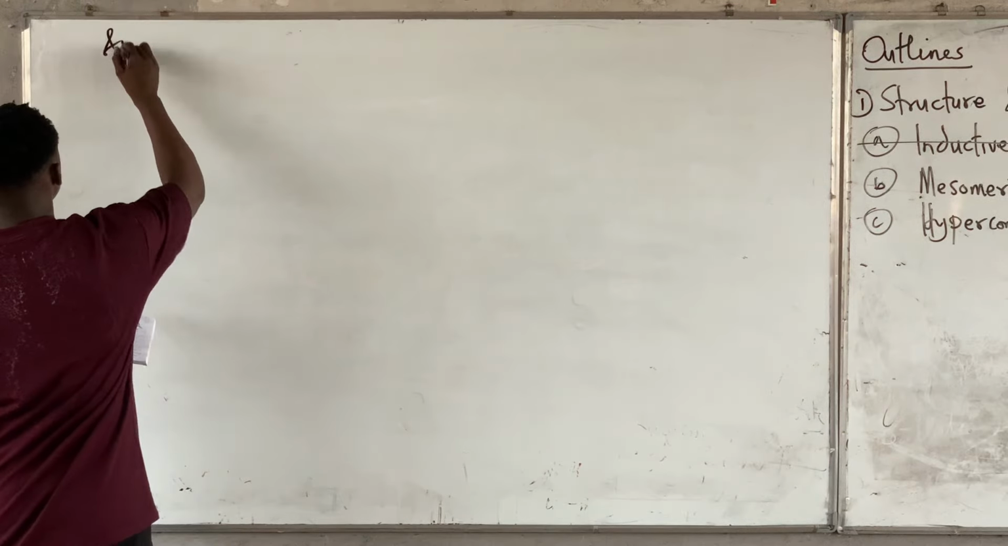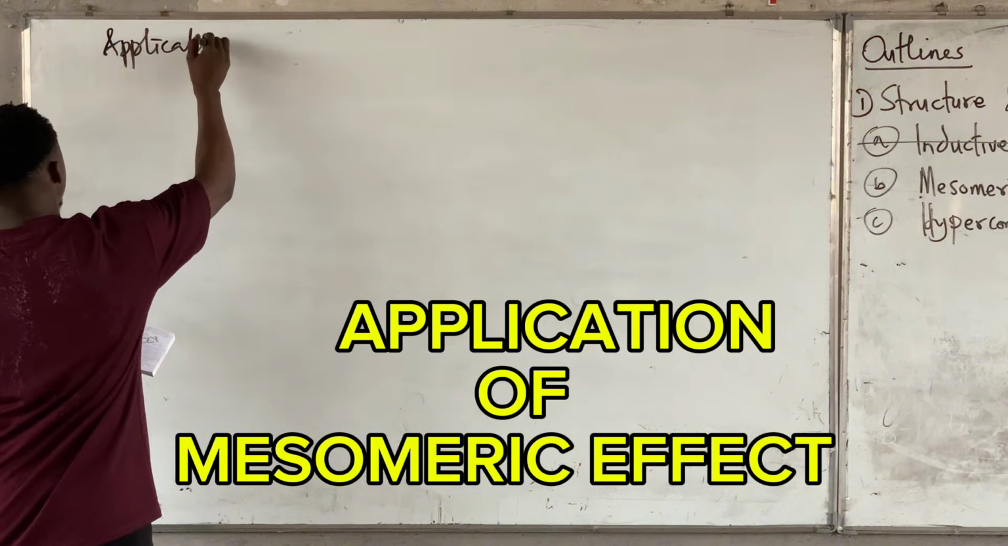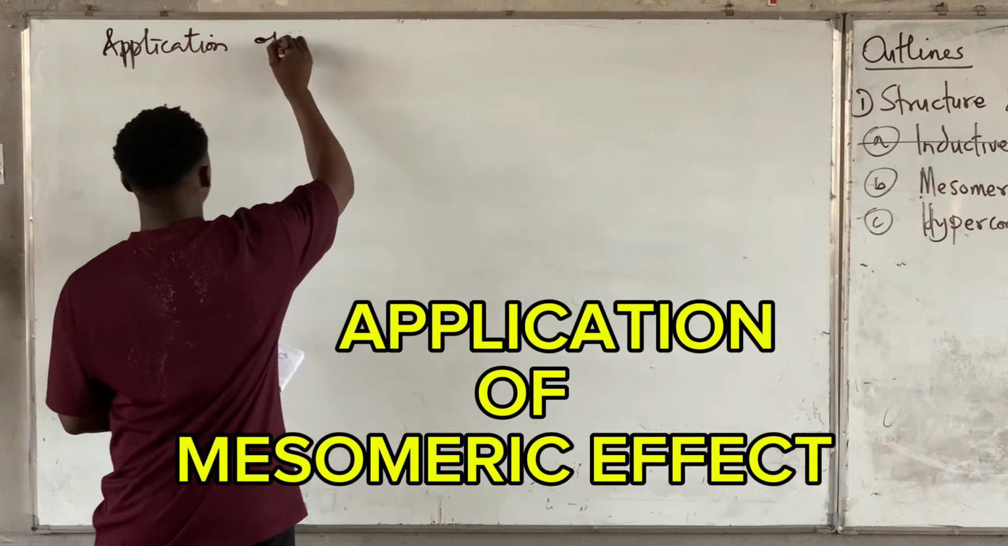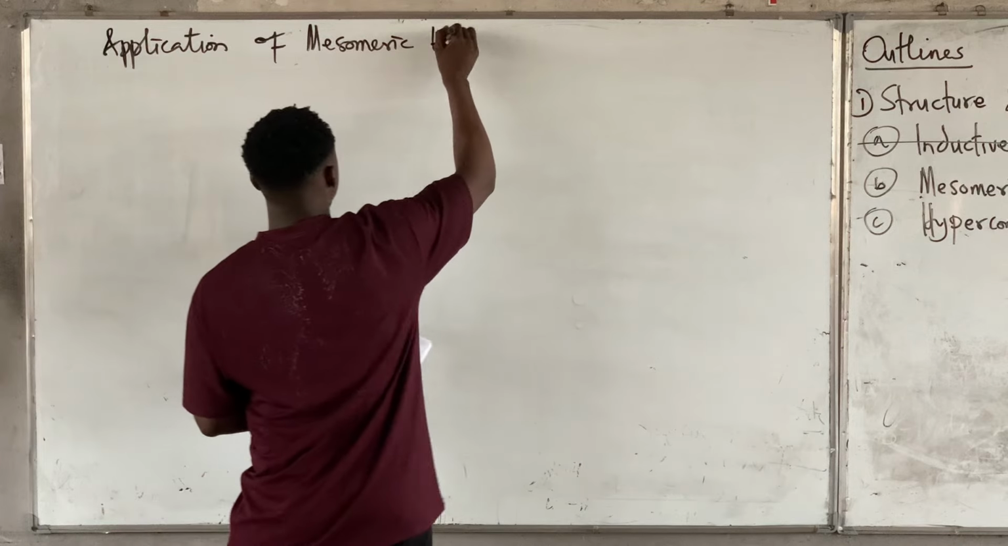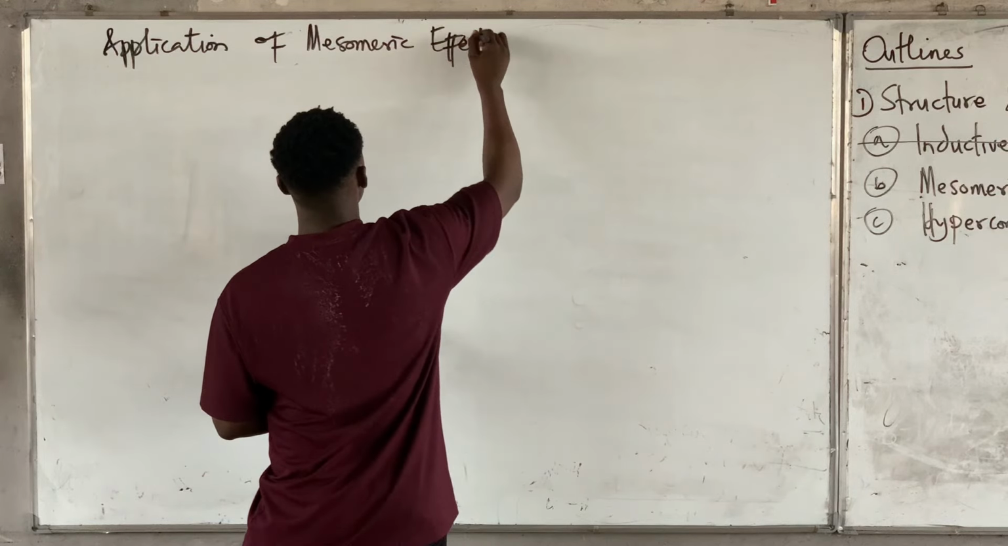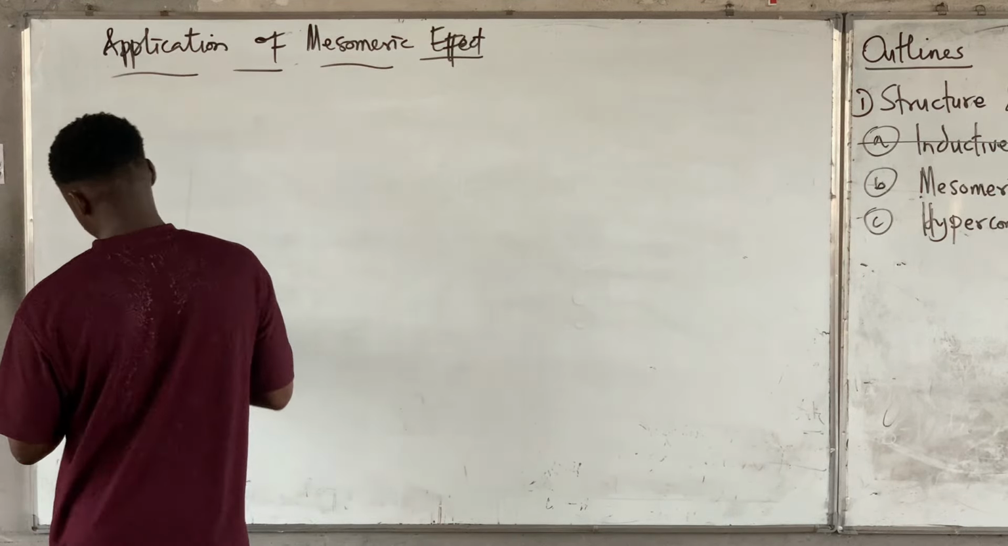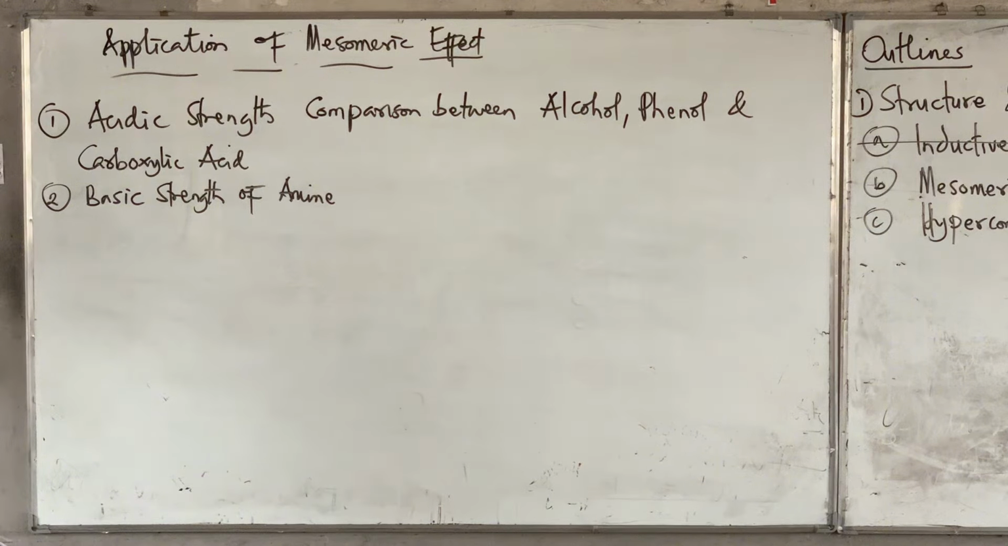Okay, applications of mesomeric effects. Right, the first is acidic strength comparison between alcohol, phenol, and carboxylic acid. And the second is basic strength of amines.